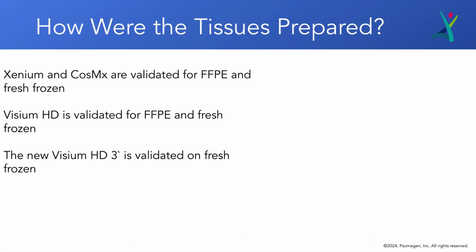Another potential limiting factor is how your tissues were prepared. Xenium, Cosmix, and HD are all validated for FFPE and fixed or fresh frozen tissue. The new HD3 prime, however, is only validated on fresh frozen tissue at the moment. And I'm sure 10x Genomics is working on many other kinds of tissue types.